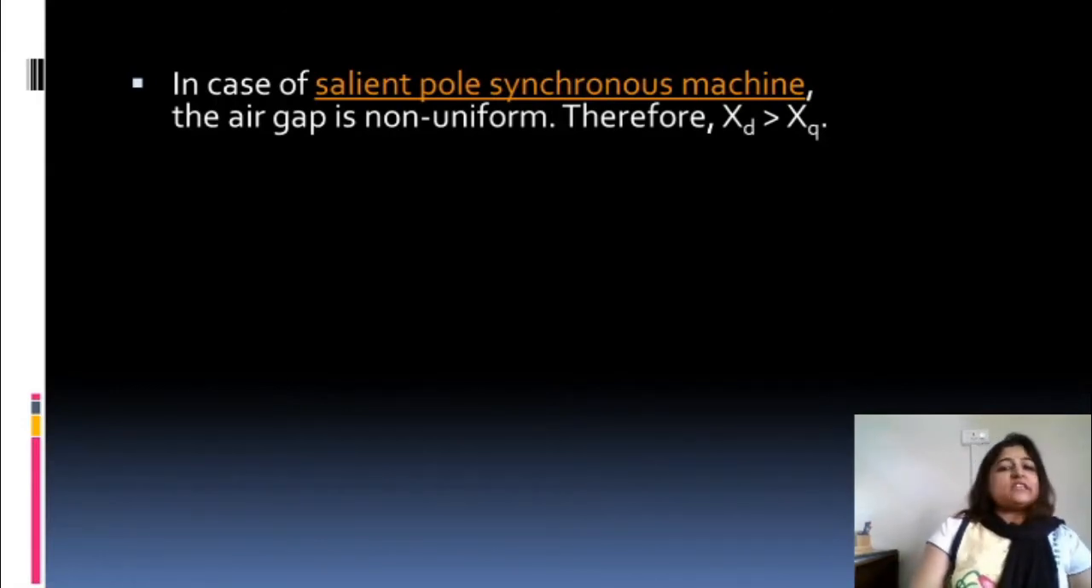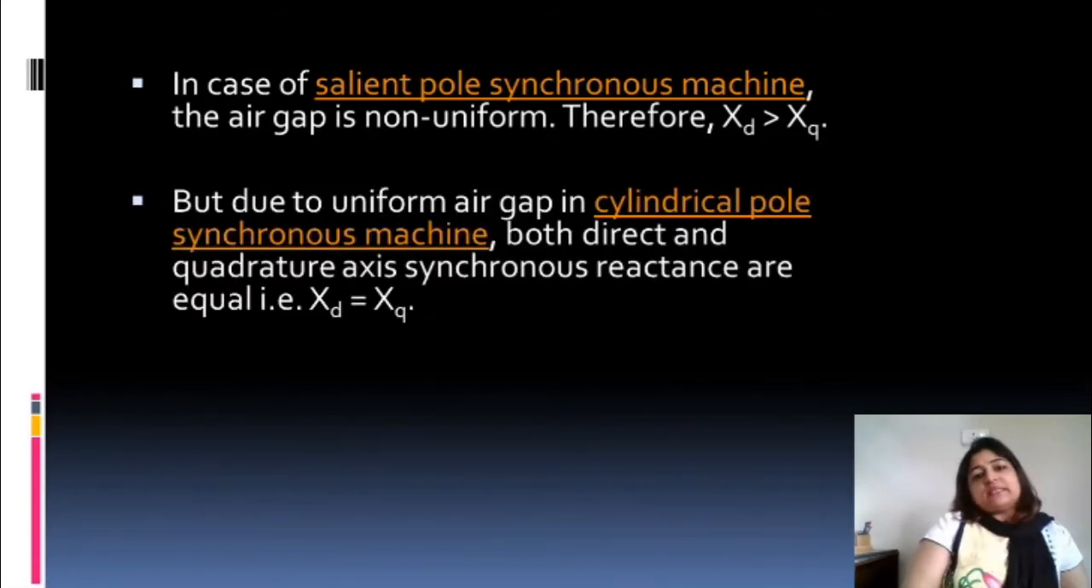Now, in the case of salient pole machines, when the air gap is non-uniform, there is presence of two reactances, Xd and Xq, and you will find Xd will always be greater than Xq. What happens in a cylindrical pole synchronous machine? In a cylindrical pole synchronous machine, the air gap will always be uniform, and that is why the direct axis and quadrature axis reactances do not exist there, or we can say they are both equal and combinedly called the synchronous reactance. Hence we assume that Xd and Xq will be the same for the cylindrical pole.